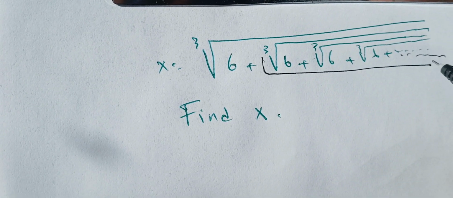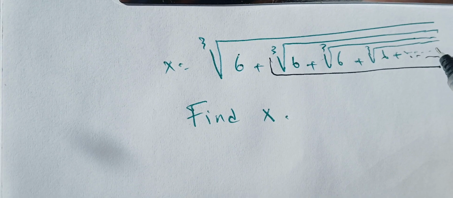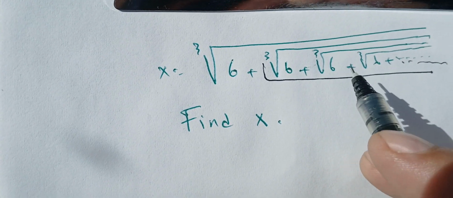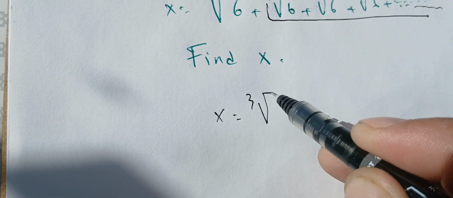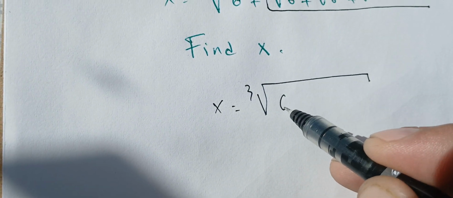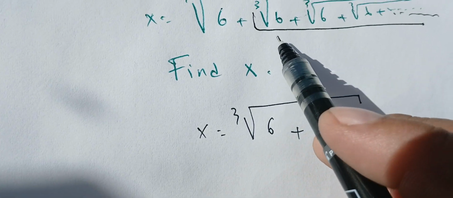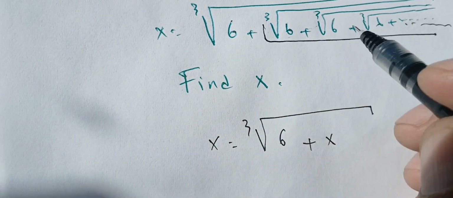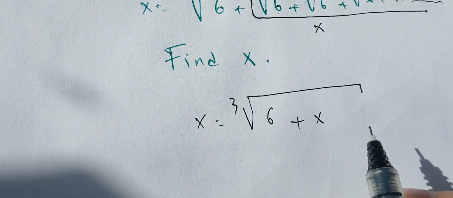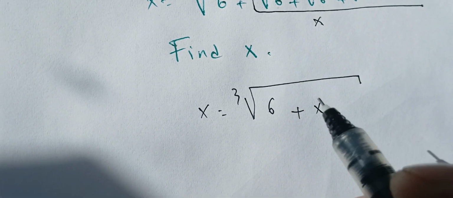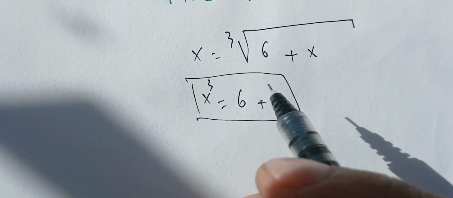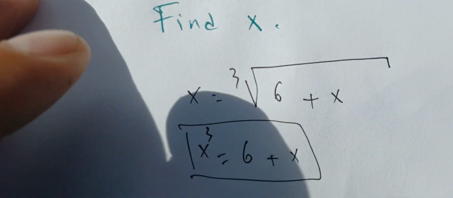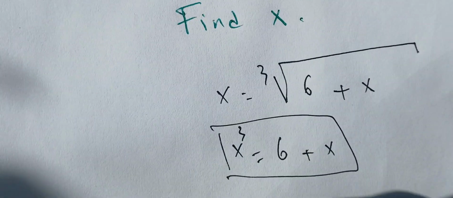And we look at this: it is the same because this is infinite. So this number is the same. Therefore, we can write it as x is the cube root of 6 plus x, because here this is the same as our x. And therefore we can cube everything. We have x cubed is 6 plus x, and therefore we have an equation of third degree. It's a polynomial of third degree that we have to solve.